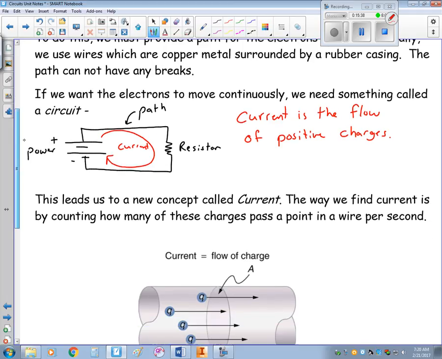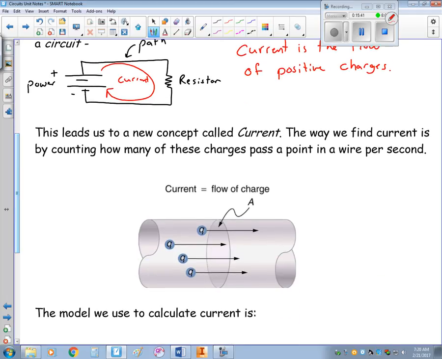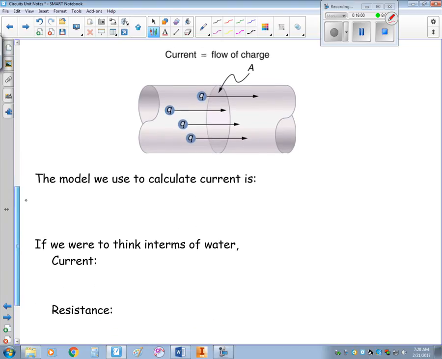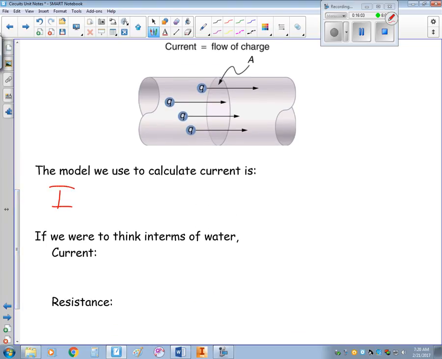And again, this leads us to the new concept of current, where current is simply the flow of charges. The way that we find current is by counting how many of these charges pass a wire per second. So here are the charges, little Q's. We have them going past a cross-sectional area. And then the way we calculate it is we say that I, we use capital I for current, is delta Q over delta T. Or if we want to go into calculus, it's the derivative.